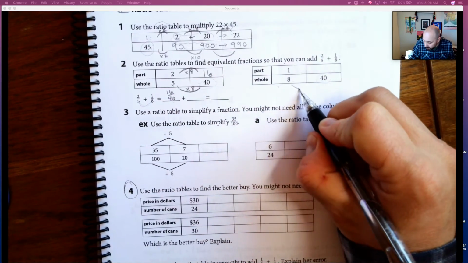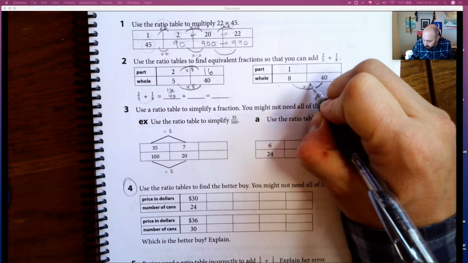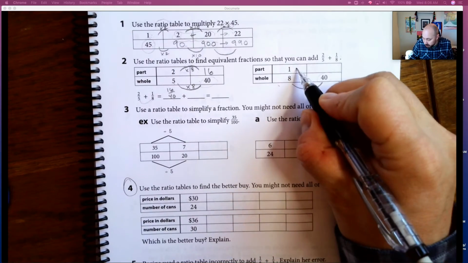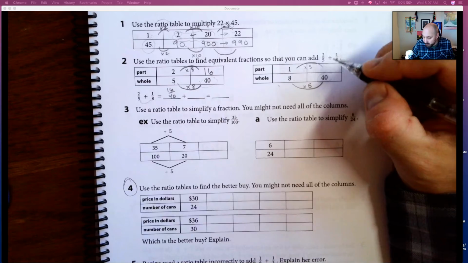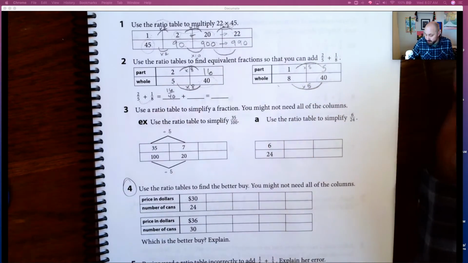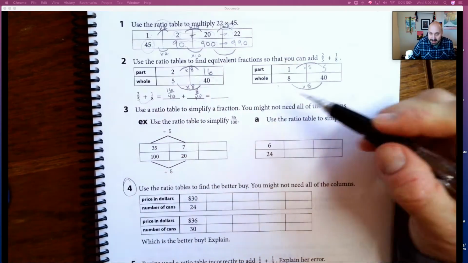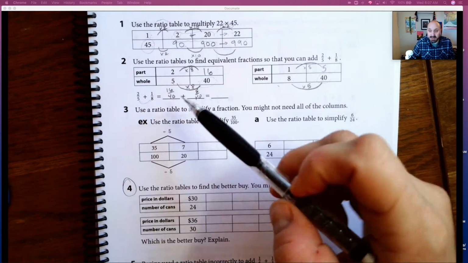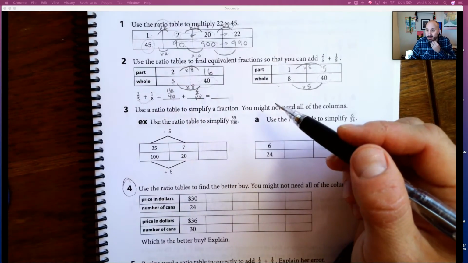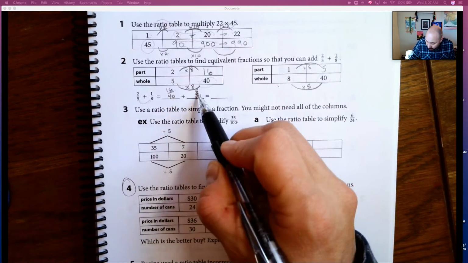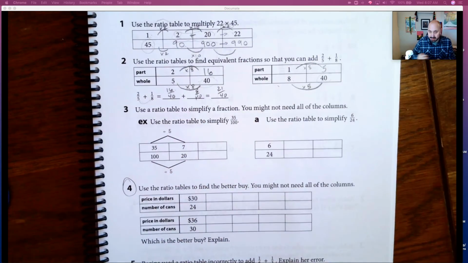And then 1/8, what do we multiply 8 by to get to 40? Good, we multiply by 5. Whatever you do to the bottom, you have to do to the top. So we're going to multiply the 1 by 5. And it's 5/40. Okay, so can you see that? That says 16/40 plus 5/40. Now we can just add across and the 40ths stay the same, which is nice. 16 plus 5 is 21 and the 40ths stay the same.